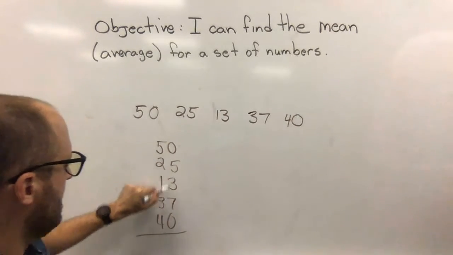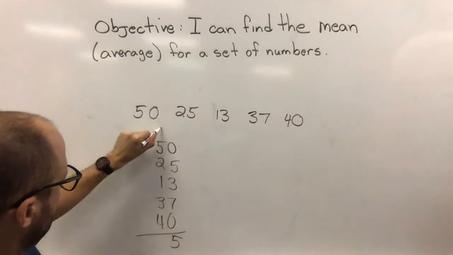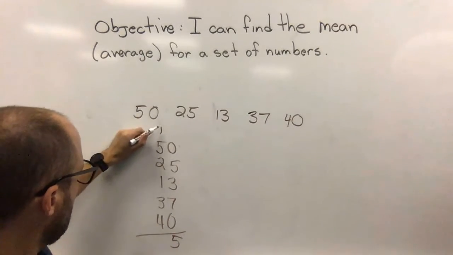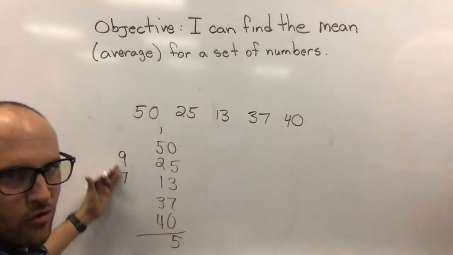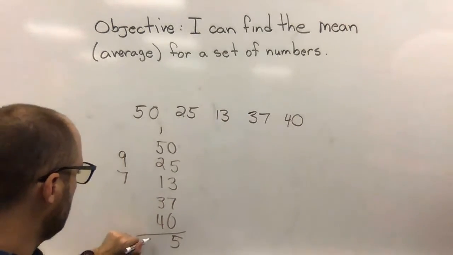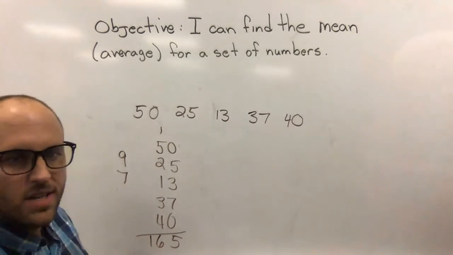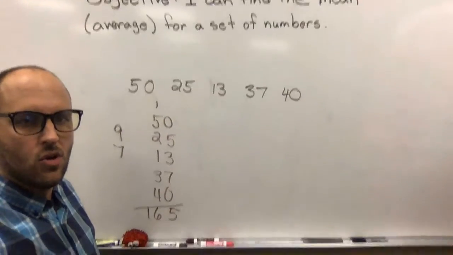3 plus 7 is 10, plus 5 is 15. We have 7, 8, 9, so there's 9 there, plus 7 more. And again, I do it over here on the side just to make sure I don't make a mistake. That gets us 165 for our total.